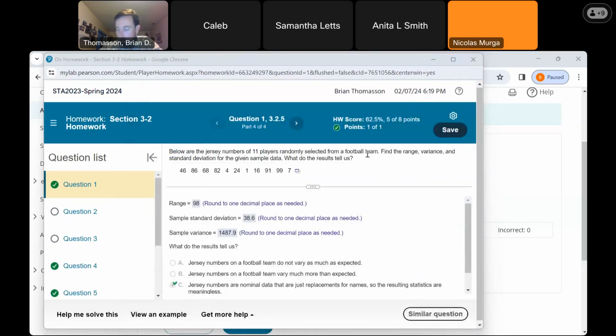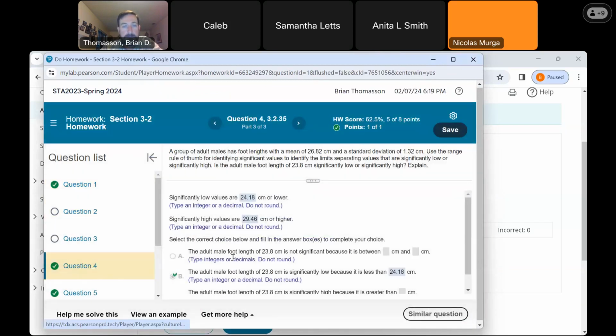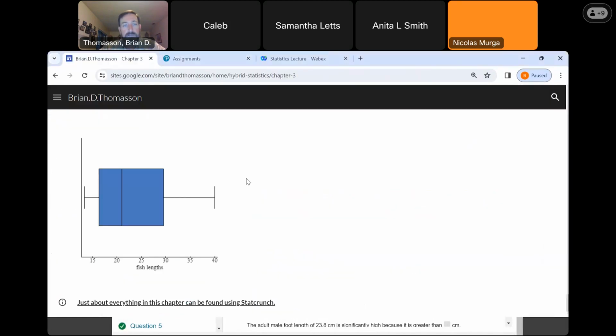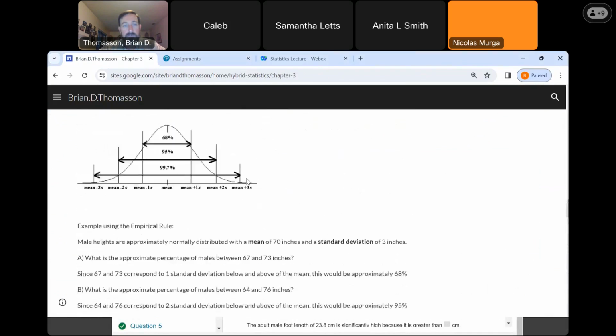All right, the next one I want to look at is number 4. So here it says a group of adult males has foot lengths with a mean of 26.82 centimeters and a standard deviation of 1.32 centimeters. Use the range rule of thumb for identifying significant values to identify a limit set of range values that are significantly low or significantly high. Is the adult male foot length of 23.8 centimeters significantly low or significantly high? Explain.